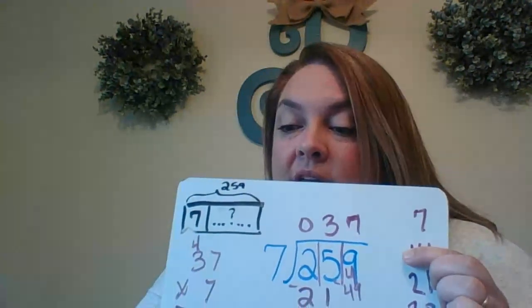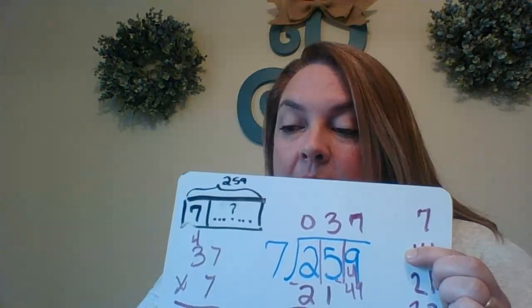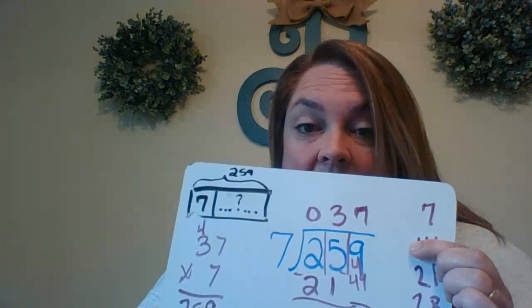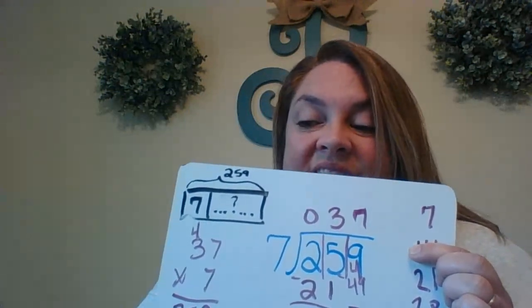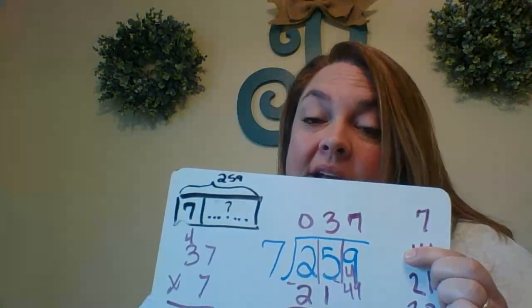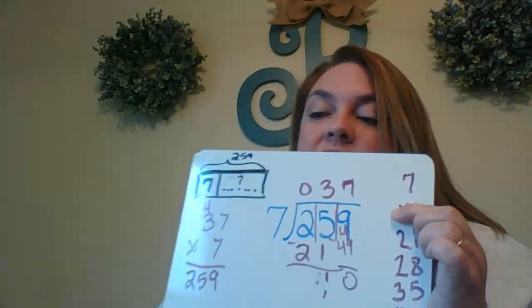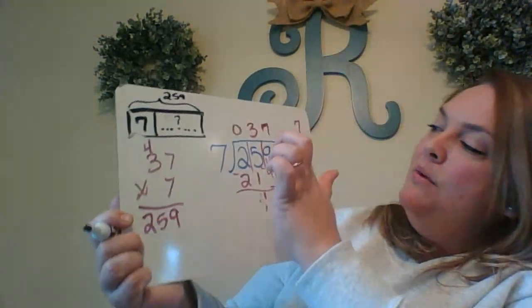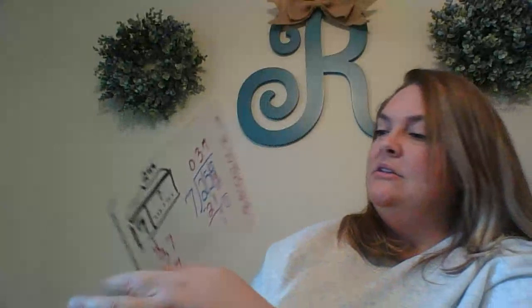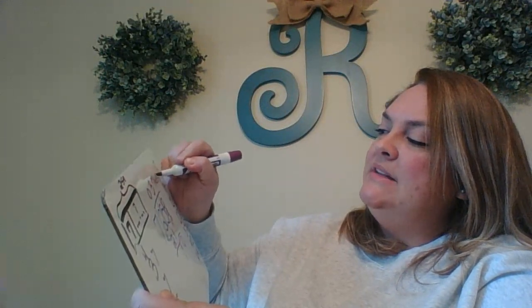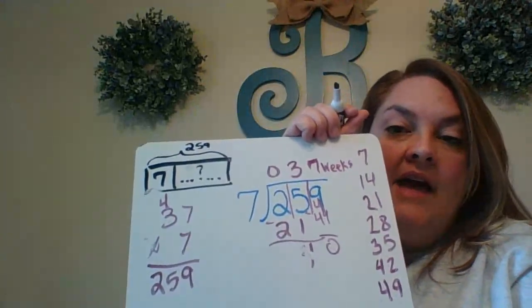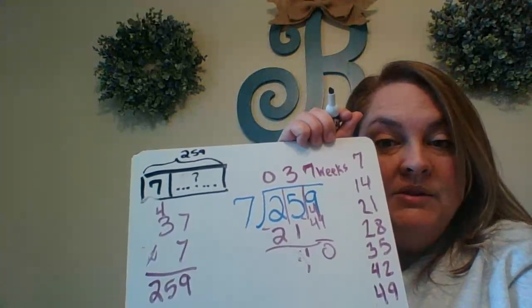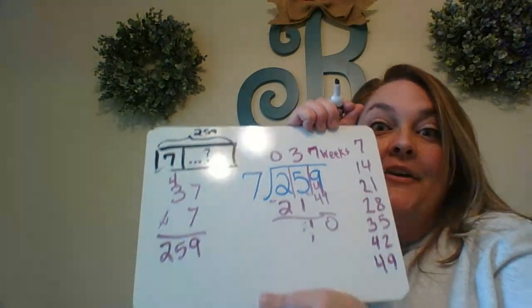So the question was, we all know there are 7 days in a week. How many weeks are in 259 days? So if it starts with words, it needs to end in words. So I go back to that question again. How many weeks are in 259 days? Well, 37 weeks. So I'm going to put my weeks up there. Make sure my words end it. And there I have it. It's a one-step division problem with 7 as my divisor. All right, good job, guys.